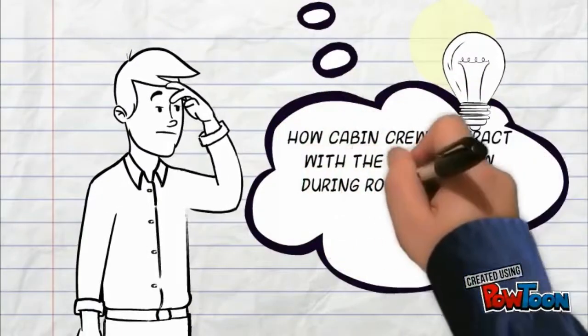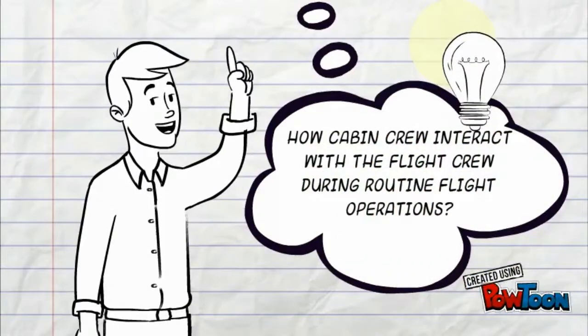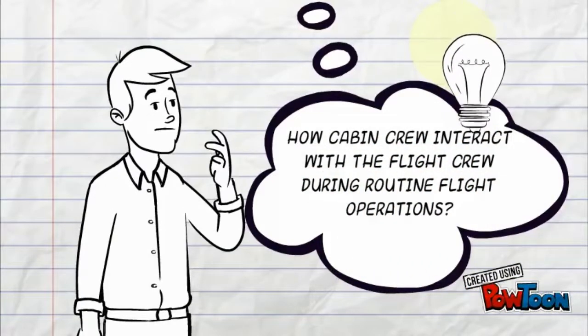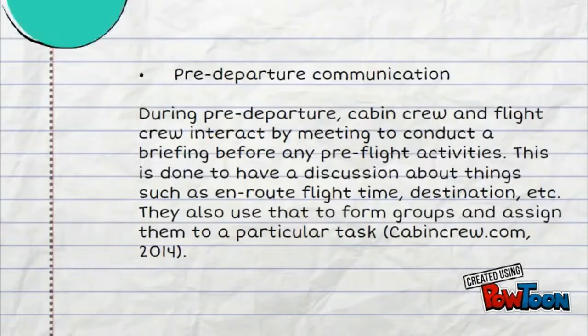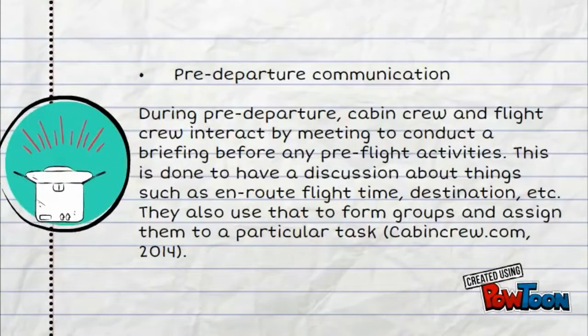Explain how cabin crew interact with flight crew during routine flight operations. Pre-departure communication. During pre-departure, cabin crew and flight crew meet to conduct a briefing before any pre-flight activities. This is done to discuss things such as en route flight time, destination, and aim for the day, to check if everyone is aware of the safety and security procedures and everyone is on the same page. They also use that to form groups and assign them to particular tasks.